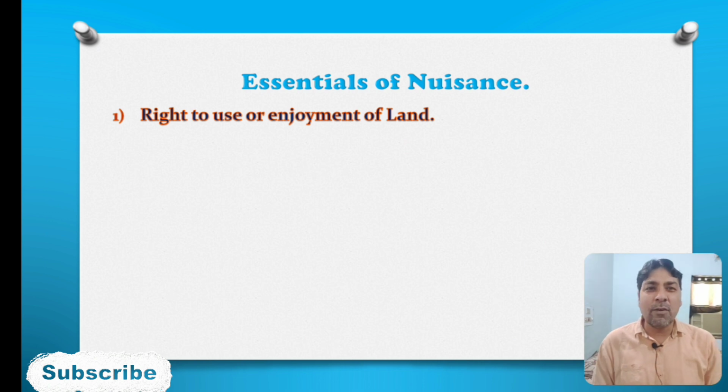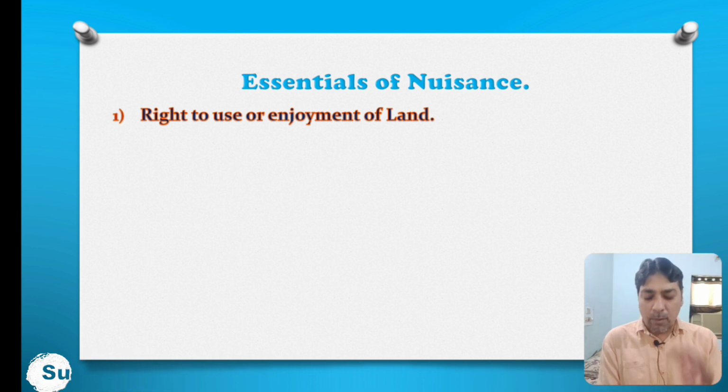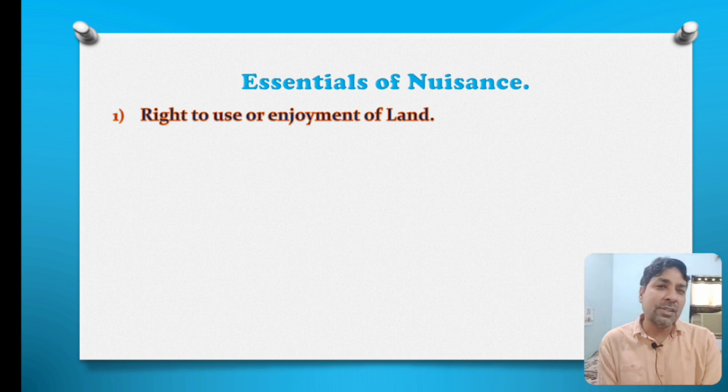Now we will move towards the essentials of nuisance. The first essential of nuisance is the right to use or enjoyment of land. So who will be entitled to file a suit for the tort of nuisance? Suppose I want to file a suit for the tort of nuisance, the first essential I must prove if I want to get compensation is the right to use or enjoyment of land. I have to prove that I had a right to use or enjoyment of land.